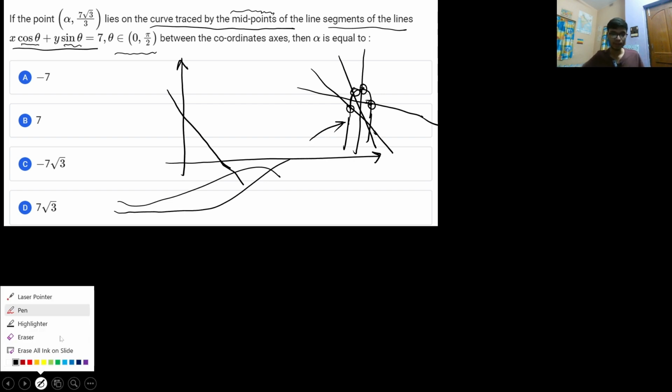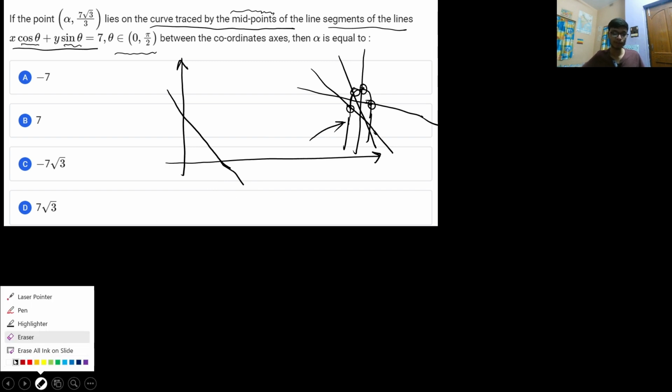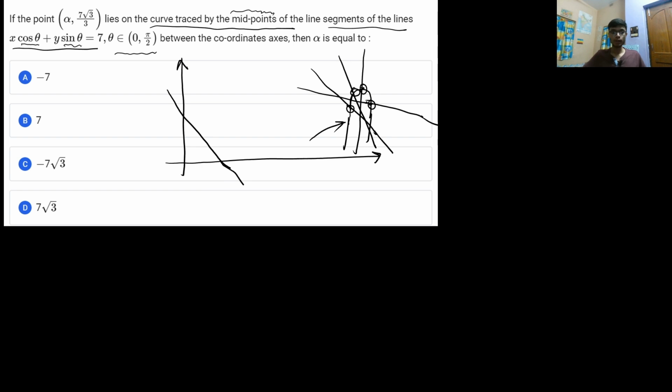What I'm trying to say is that getting the equation of a curve is not a very simple job. So if they're asking you the equation of any unknown curve, there might be some given conditions which are very easy to deduce, and on the basis of which you can easily deduce the equation of the particular curve. I hope this is clear.